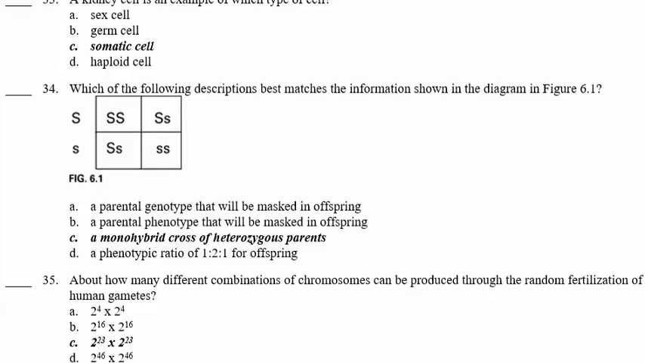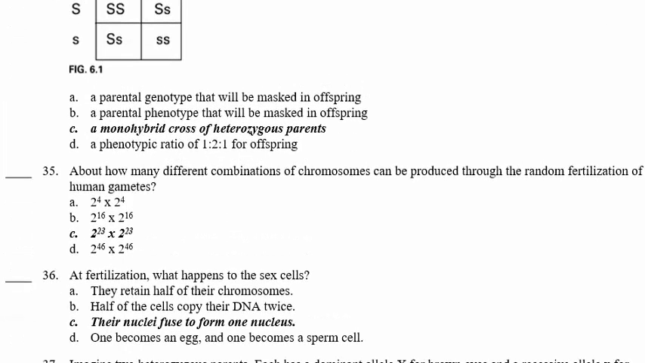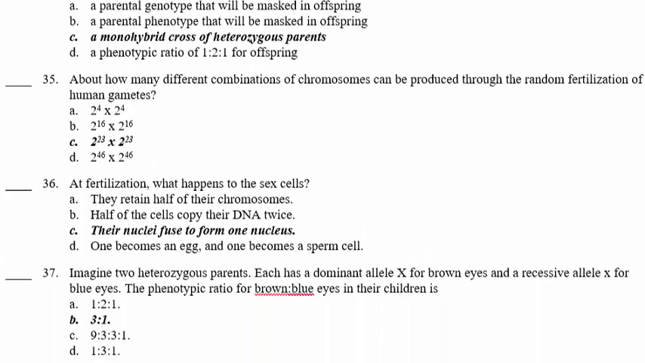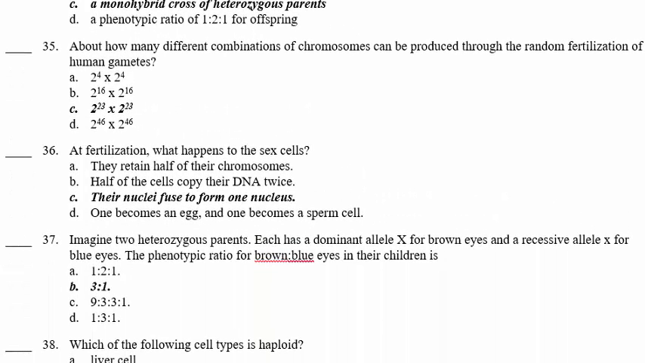35. About how many different combinations of chromosomes can be produced through the random fertilization of human gametes? Of course, the answer is C. We have 2 to the power of 23 times 2 to the power of 23, because they get one gamete from each parent. 36. At fertilization, what happens to the sex cells? Their nuclei fuse to form one nucleus.